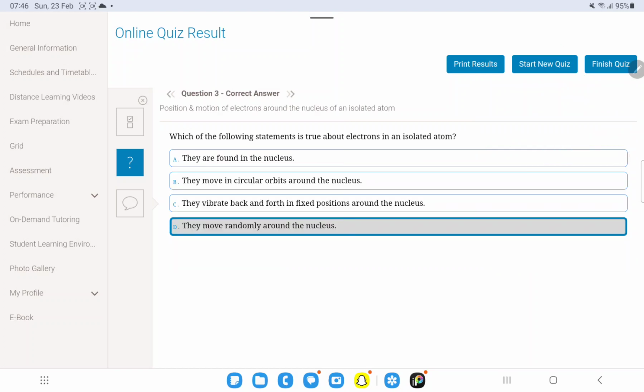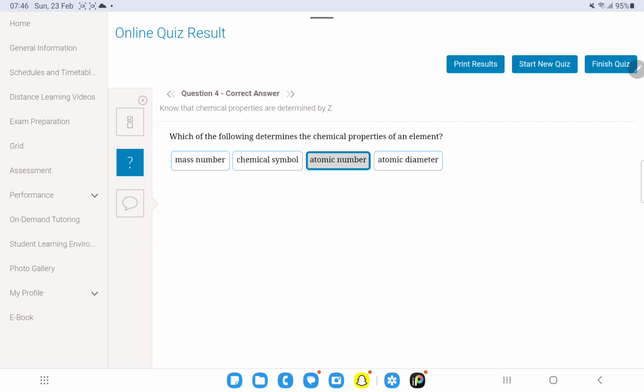Which of the following is true about electrons in an isolated atom? Electrons are not found in the nucleus, and they have no orbits. They move randomly. They're not in fixed positions. They're always moving, so they move randomly around the nucleus. Again, the only thing that determines the chemical property is atomic number. Not atomic diameter, chemical symbol, or mass number. Only the atomic number, the number of protons.